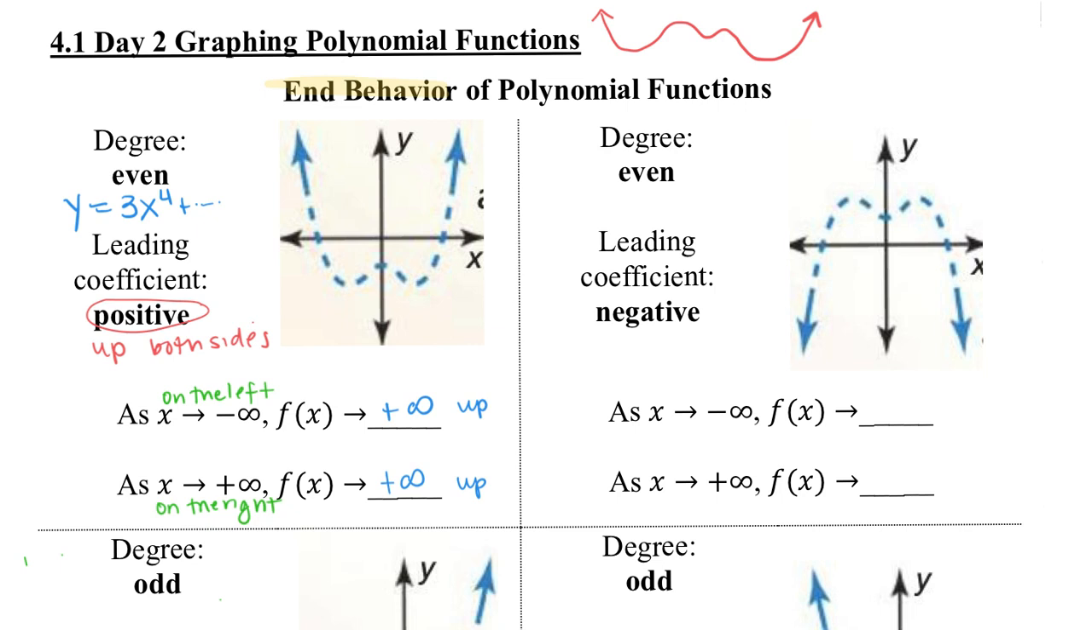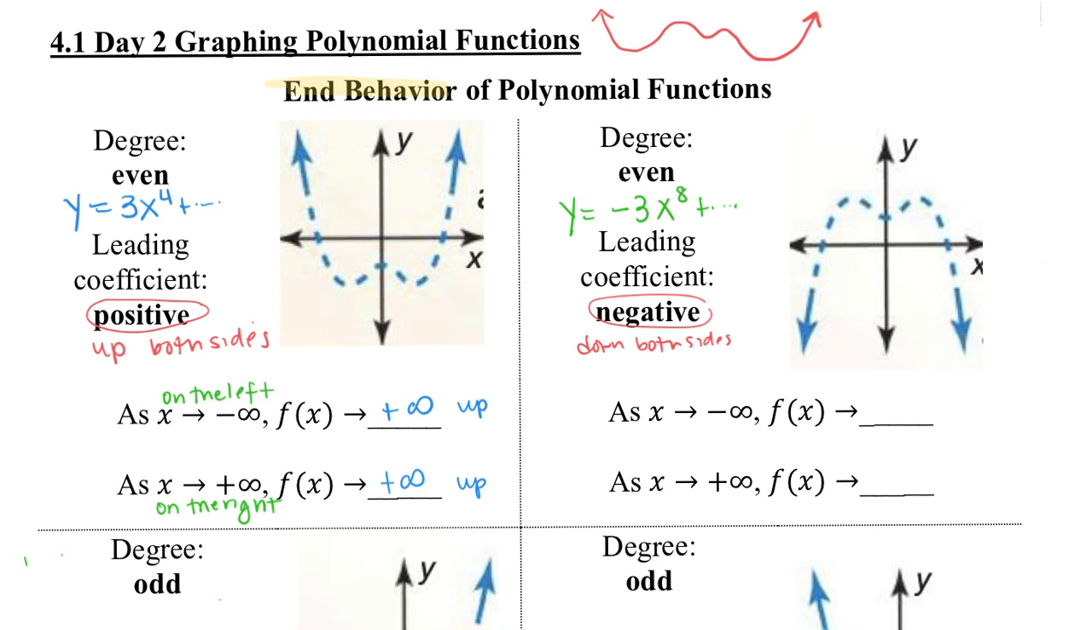Okay, now if I have a graph that is still even degree, but instead the leading coefficient is negative. So for example, y equals negative 3x to the, let's do 8th. It could have a bunch of stuff after it. Okay, even degree is the exponent. Even means they match on both sides. Since it's negative, it's going to go down. Since it's even, it goes down on both sides. And you can see here, it's going down on the left and down on the right.